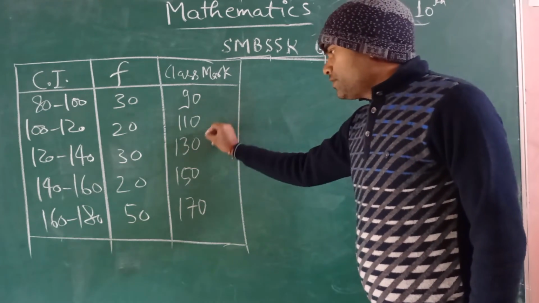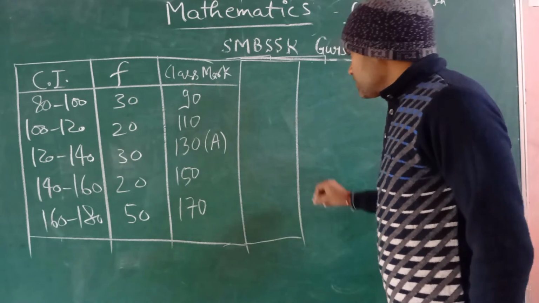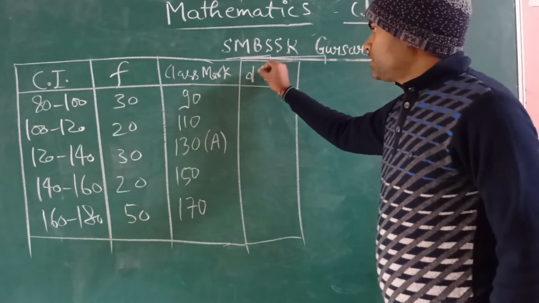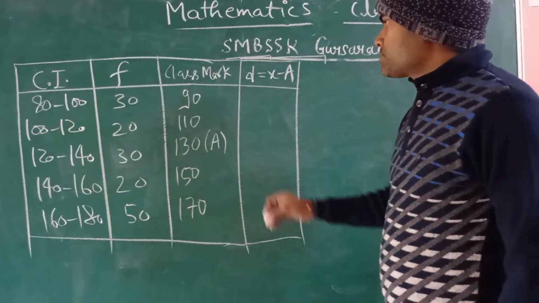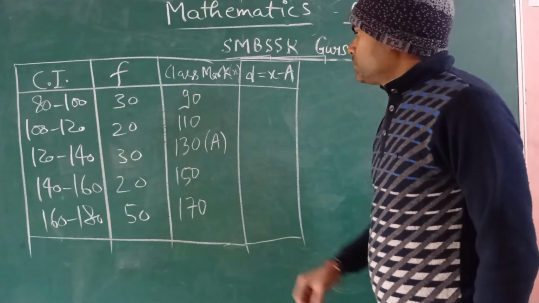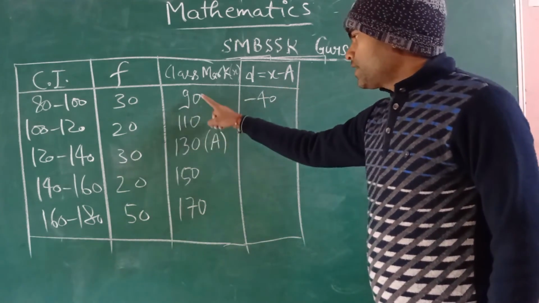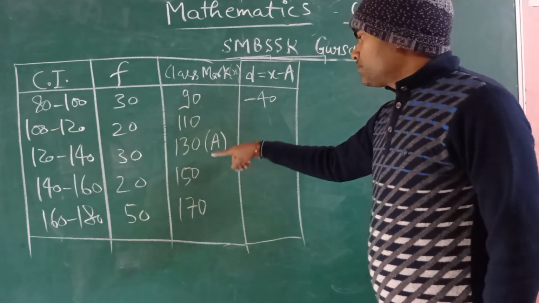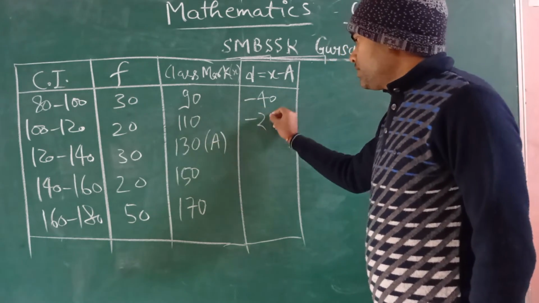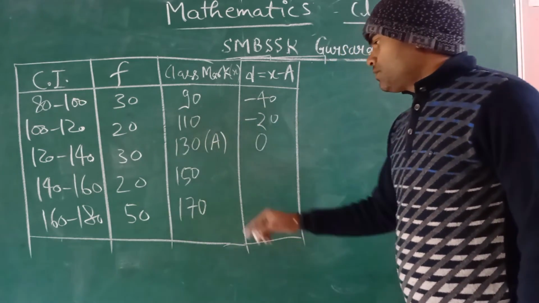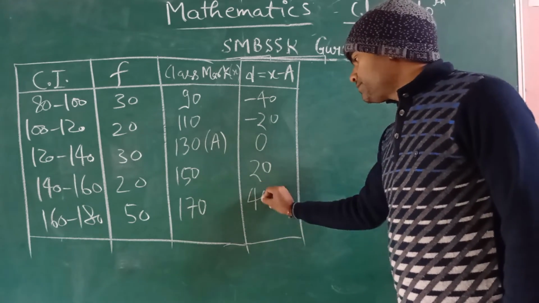After finding the class mark, we assume the mid value to be A, and the next step is finding the deviation D, that is given by x minus A. X is this. 90 minus 130 is minus 40. 110 minus 130 is minus 20. 130 minus 130 is 0. 150 minus 130 is 20, and 170 minus 130 is 40.